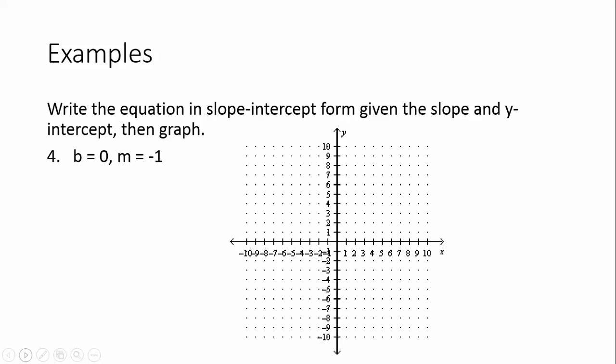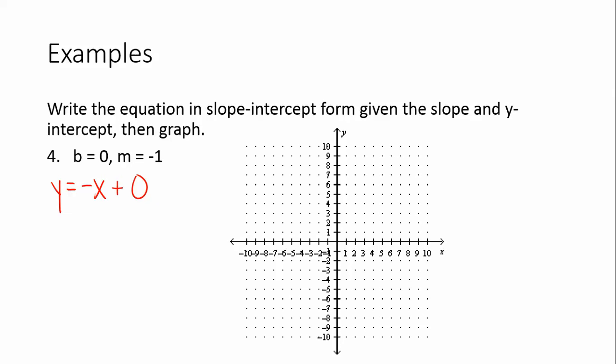Number 4, I have b equals 0 and m equals -1. So be careful here, I've switched the order. So y equals, again, it's mx plus b. So here my m is -1, and you can write -1 or you can just write -x. It's your choice. And then my y-intercept is 0. You can write plus 0 back here, or you don't have to write anything at all.